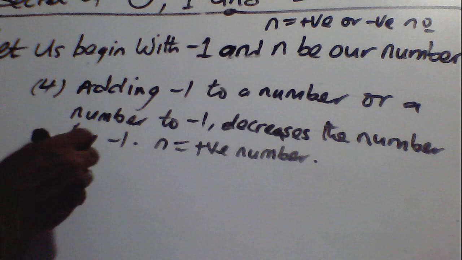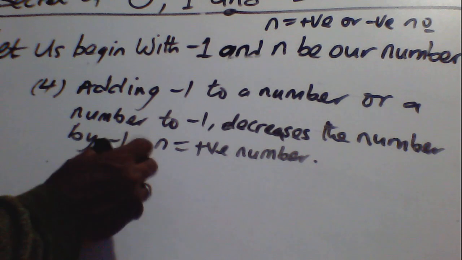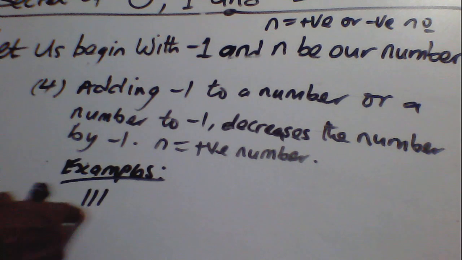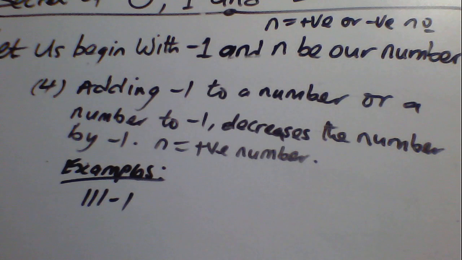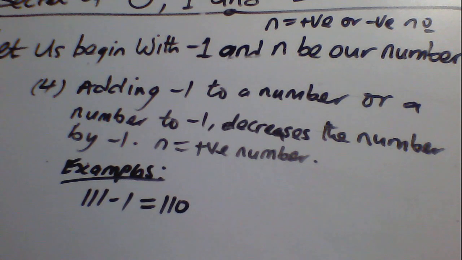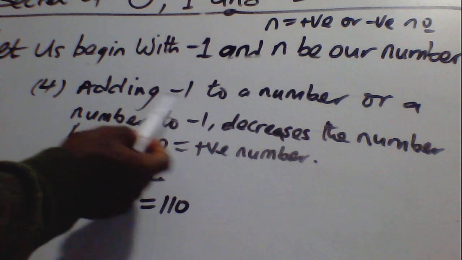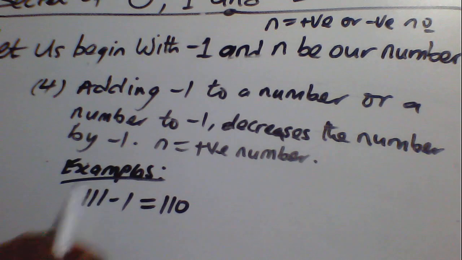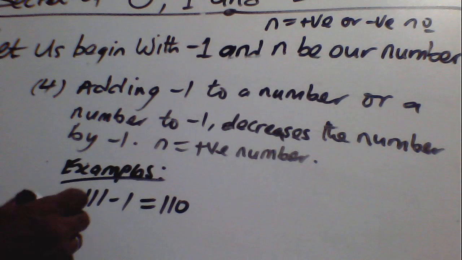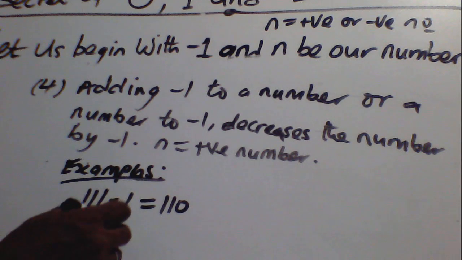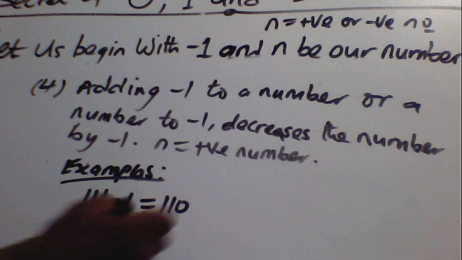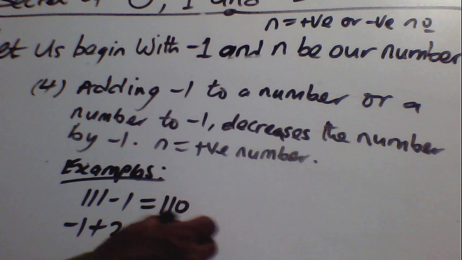So examples. We have 111 minus 1, so it will decrease by 1. That will give us 110. Adding minus 1 to a number or a number to minus 1. So in this case, minus 1 plus 20. This is the same as plus 20 minus 1.